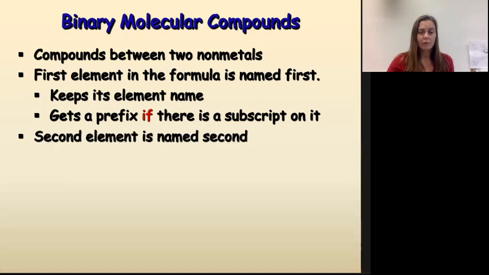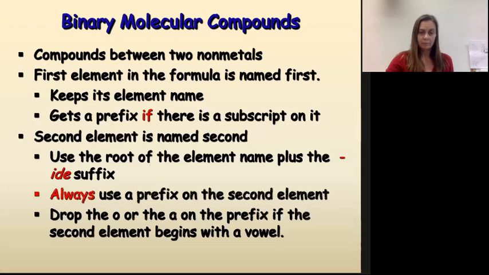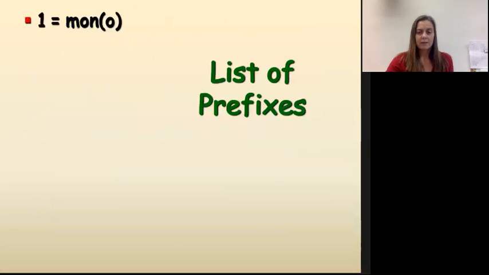The second element, of course, gets named second. But just like when we were learning to name binary ionic compounds, we're going to change the end of the element name to IDE. So it's going to be an "ide" suffix. The second element always gets a prefix that tells us how many of the atom there are. Even if there's 1, it's always going to get a prefix. And on that prefix, if the second element begins with a vowel, we're going to drop the O or the A of the prefix. So let's talk about these prefixes.